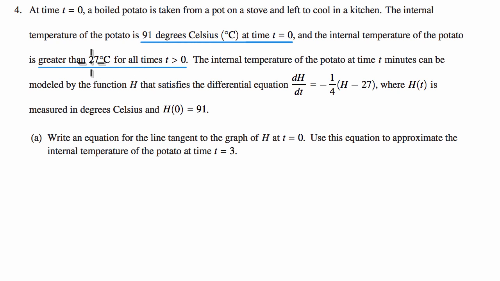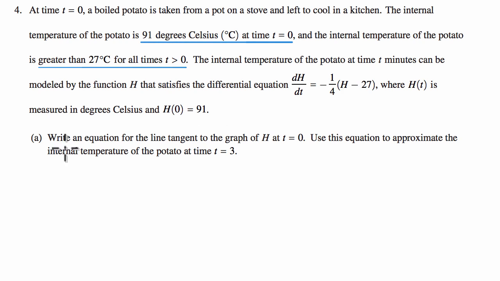I would guess that the ambient room temperature is 27 degrees Celsius, and so that's why the temperature would approach this, but it would always stay a little bit greater than that as t gets larger and larger. The internal temperature of the potato at time t minutes can be modeled by the function h that satisfies the differential equation dH/dt, the derivative of our internal temperature with respect to time, is equal to -1/4 times the difference between our internal temperature and the ambient room temperature, where h of t is measured in degrees Celsius and h of 0 is equal to 91.